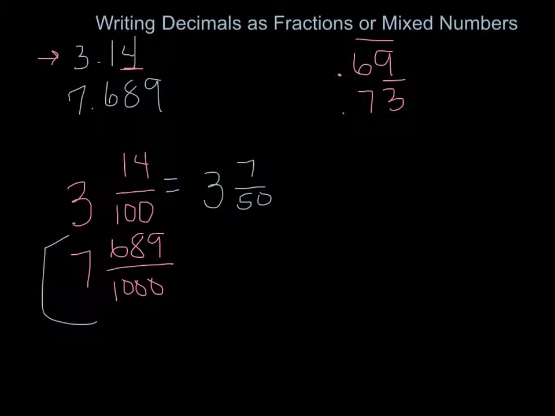So if a number terminates, it's pretty straightforward. You just need to figure out what place the last decimal is in. And if it's in the tenths place, you're going to put it over 10. If it's over the hundredths place, you're going to put it over 100. And if the last decimal is in the thousandths place, you'll put it over 1,000. That's about as large of a number that we're going to give you, or as far out as we're going to give you.